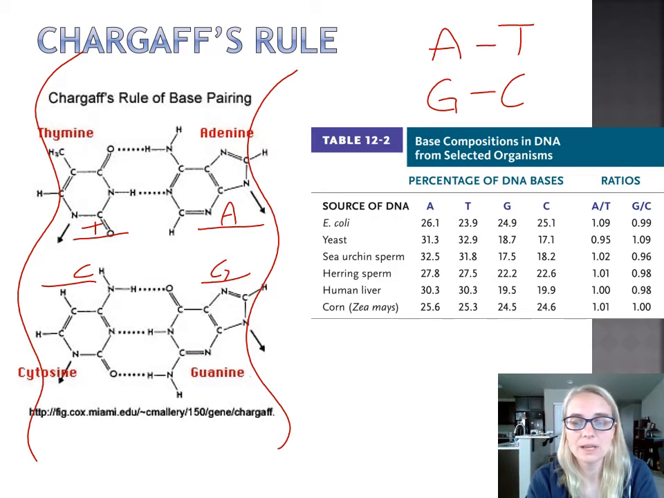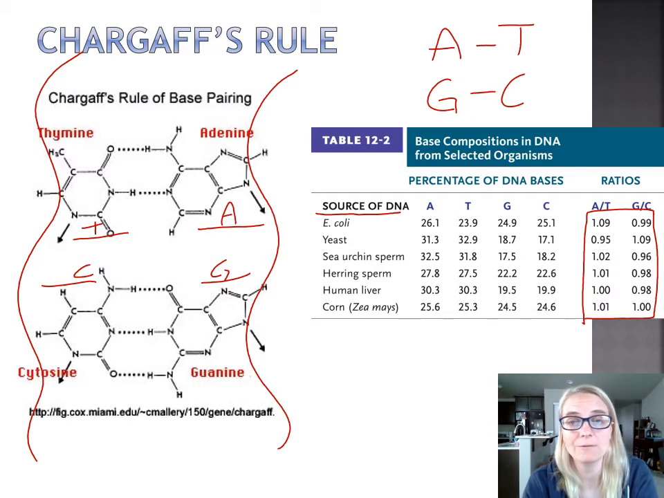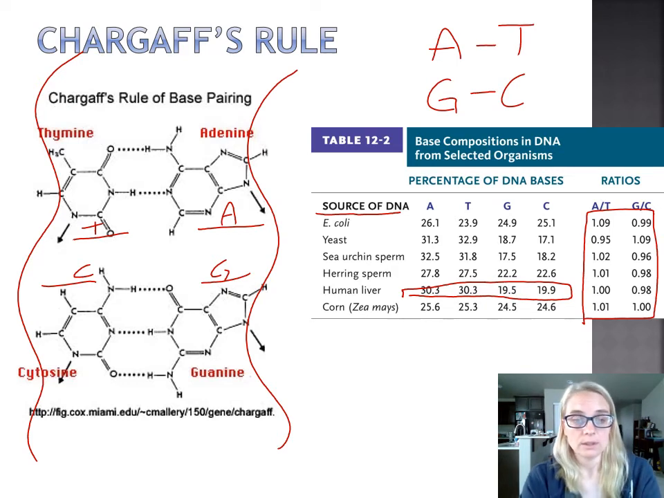What he determined as he looked at a whole bunch of different kinds of DNA, here's all the different kinds: E. coli, yeast, sea urchin sperm, herring sperm, human liver, and corn. So bacteria to fungi, to animals, to plants. If we take a look at the ratios between A's and T's and C's and G's, they're almost always right around 1. So however many A's you have, about the same amount of T's. However many G's you have, about the same amount of C's. In human liver, we can see it's almost identical. The A's and T's are identical. The G's and C's are really close to being identical. So those are Chargaff's rules.